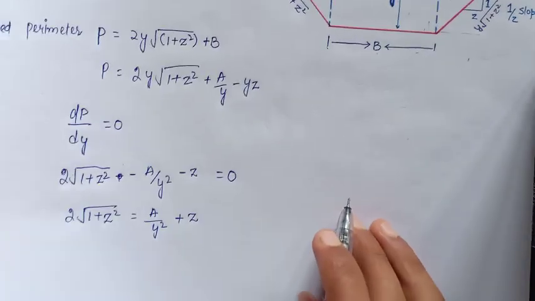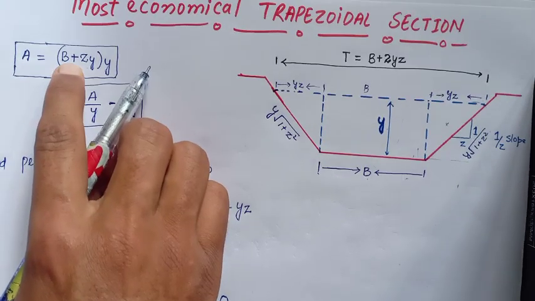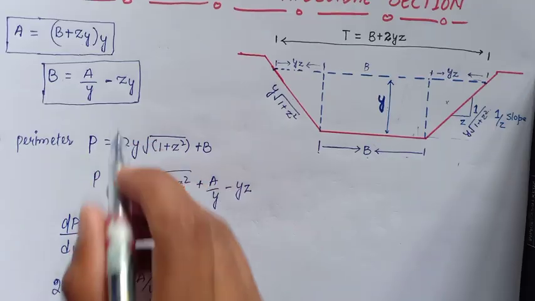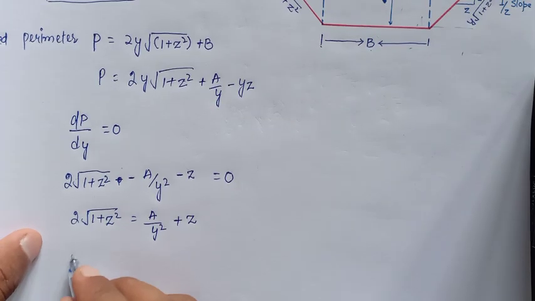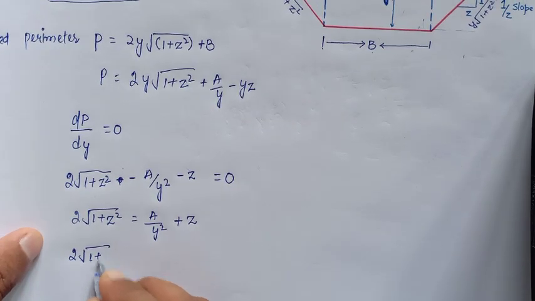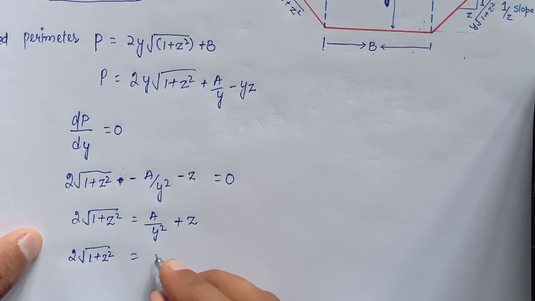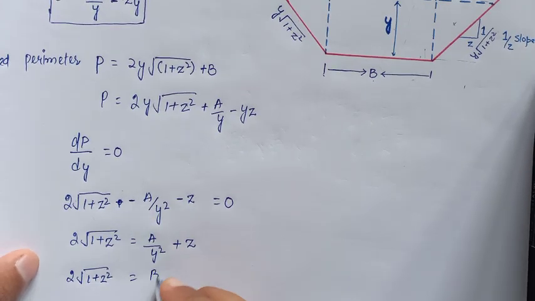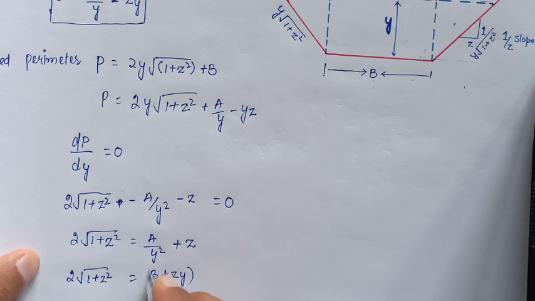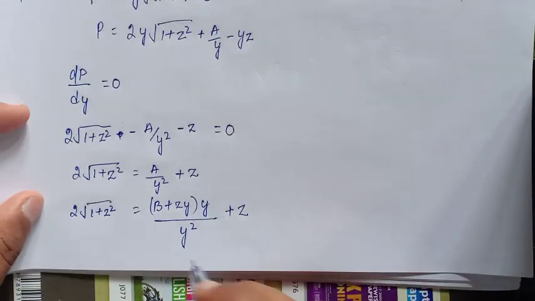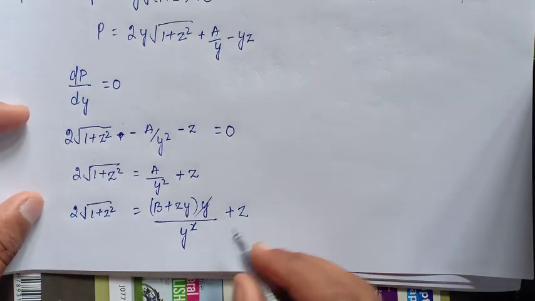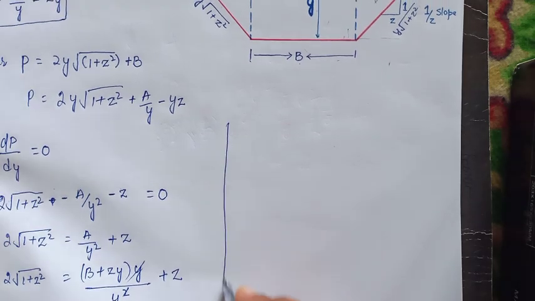Substituting the value of a, we know that a is equal to (b plus zy) into y. So we have to substitute this value of a here. Twice under root of 1 plus z square will be equal to, in place of a we will write (b plus zy) into y, because the area is equal to this, divided by y square plus z. This y and y will get cancelled out.